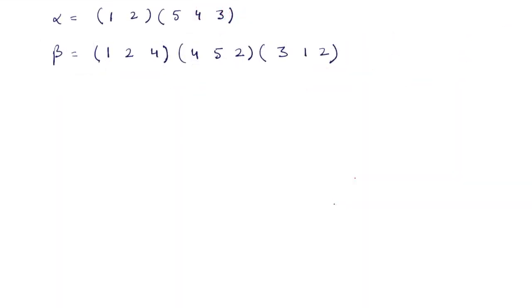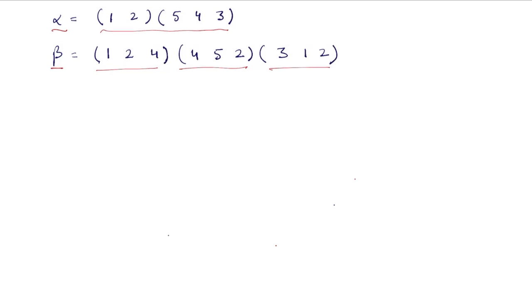Consider these two permutations alpha and beta. Alpha is (1 2)(5 4 3) and beta is (1 2 4)(4 5 2)(3 1 2). So alpha is a product of disjoint cycles, but beta is not a product of disjoint cycles. If a permutation is written in disjoint cycle form, then we can immediately tell the images of all the elements. For example, in alpha we can immediately tell that 1 goes to 2, 2 goes to 1, 5 goes to 4, 4 goes to 3 and 3 goes to 5.